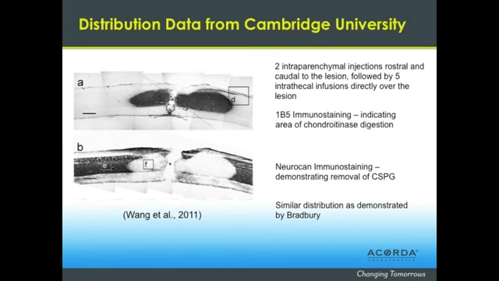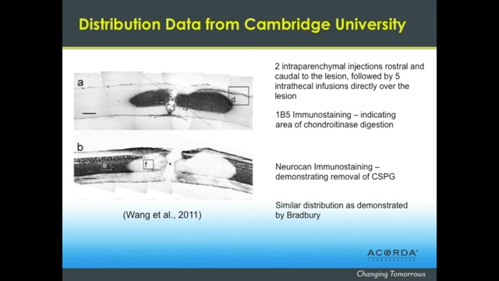Similarly, you see almost identical distribution coming out of Cambridge University, and again, this is from James Fawcett's lab. And in this case, they injected twice, once rostrally and once caudally to the injury. And on the rostral side, you'll see that the distribution is even more limited, and on the caudal side, you'll see that again, they see about 2 to 5 millimeters of distribution from the injury.